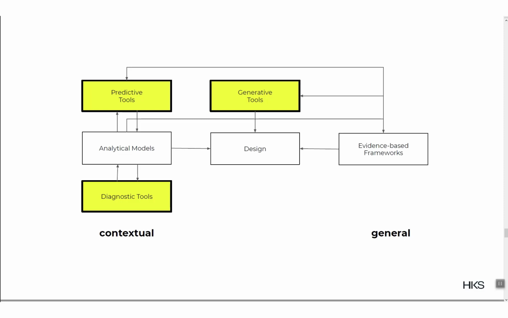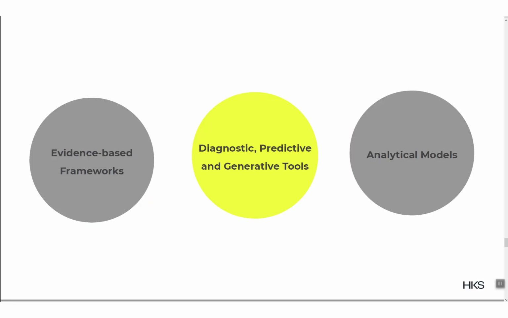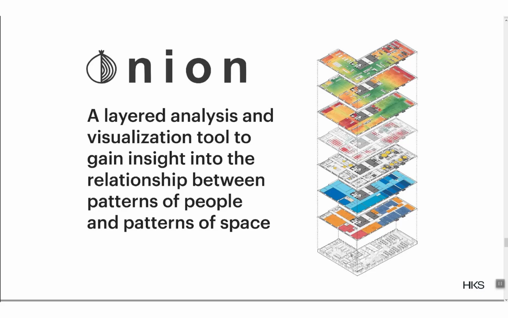So the tool that I'm going to talk about is focused on this diagnostic and predictive part. It's a tool we call Onion. The reason we call it Onion is that it's kind of layered. It shows us different layers of a space. These layers are the data that we collect from how people use a space, what the activities and occupancies are, and also other layers that come from analyzing the space geometry itself. So we think about it as this relationship between patterns of people and patterns of space.